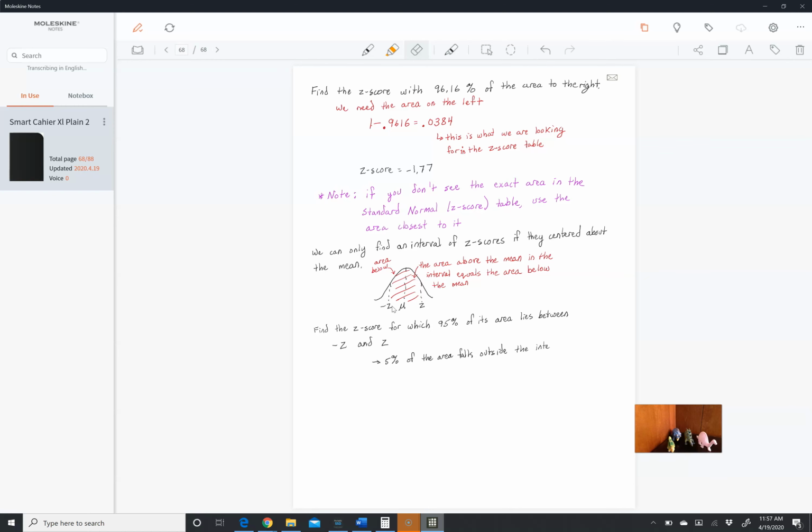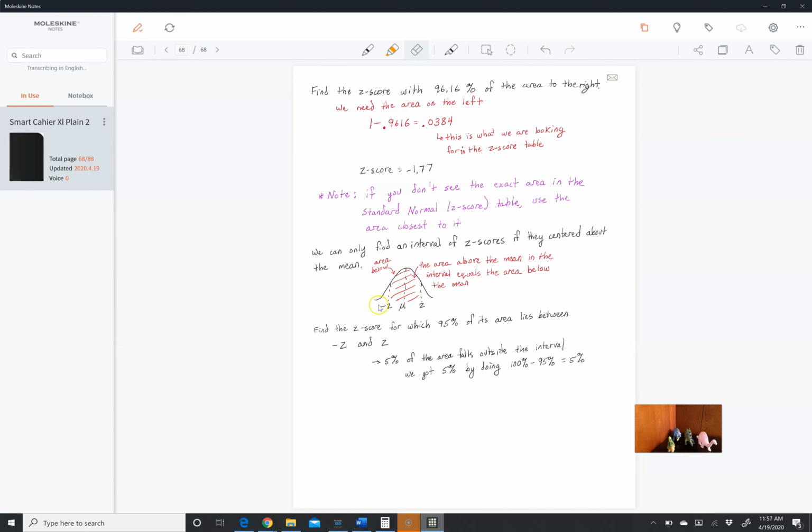How did we get that 5%? Just by subtracting from 100%. Right? We did 100% minus 95%. And that says 5% falls outside. Okay. Now, and this is why you need it to be centered about the mean, okay?